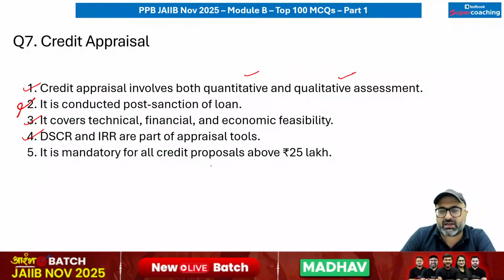It is mandatory that all credit proposals above 5 lakhs. No sir, it is not that credit appraisal happens only if your loan is above 25 lakhs. That is not the case. That is not a condition. So in that case, the fifth option is wrong. So the answer is going to be 1, 3, 4.